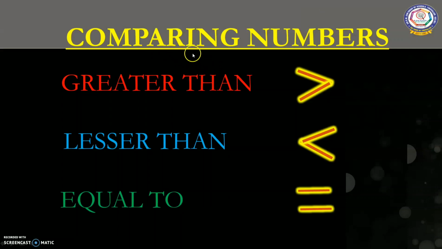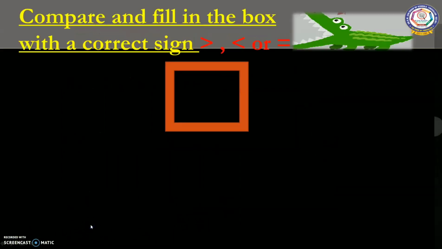Next topic is comparing numbers. Here we are going to use three symbols. Greater than, lesser than, equal to. Let us see how we are going to use these symbols. Compare and fill in the box with the correct sign. Greater than, lesser than or equal to.